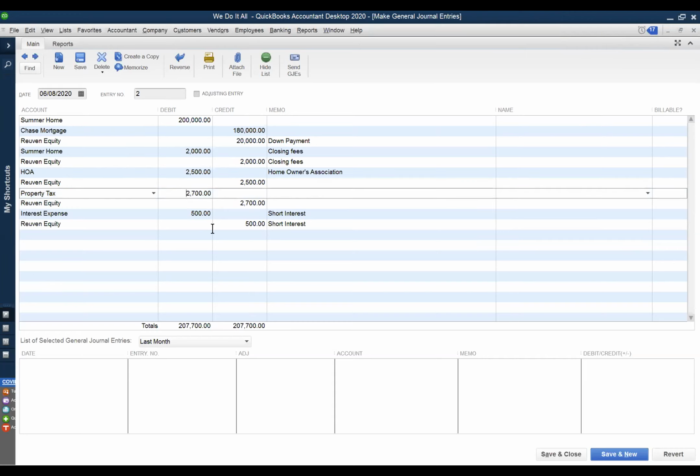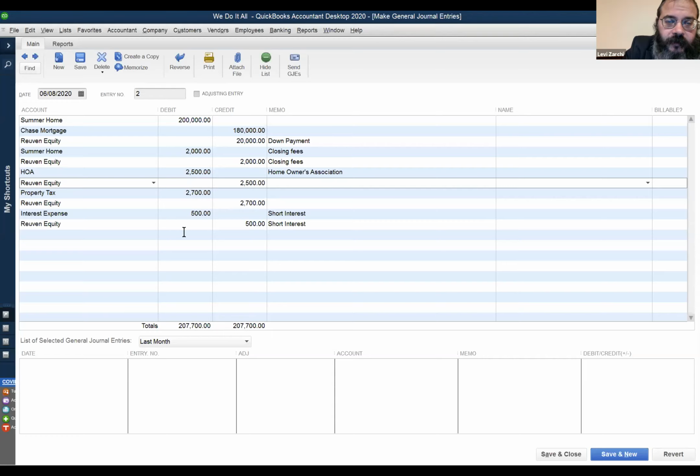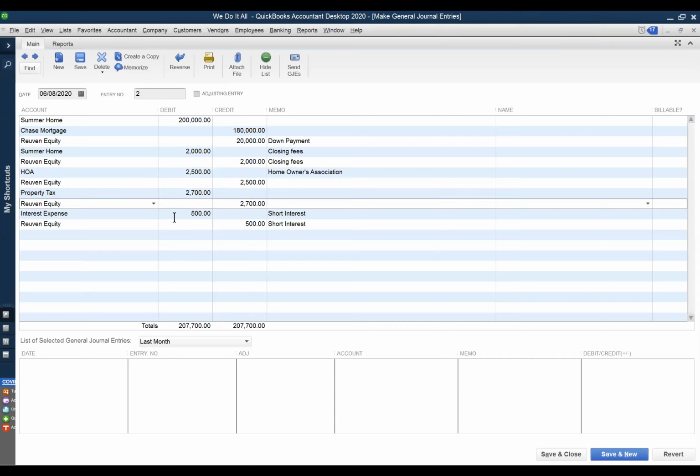So right now there's homeowners association, I'm sorry, homeowners association $2,500 in debit. And then Ruben gets the equity, he gets the credit 2,500. So the rest will be the same. It's 2,700 property tax, Ruben equity is 2,700. Interest expense is 500, and then credit $500 Ruben.